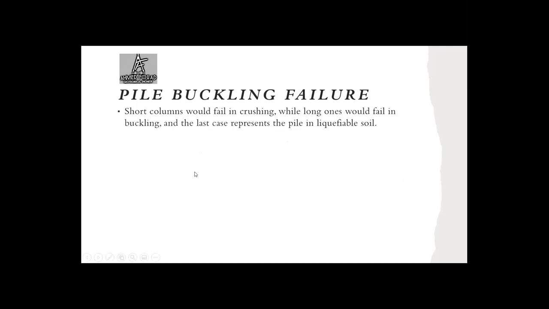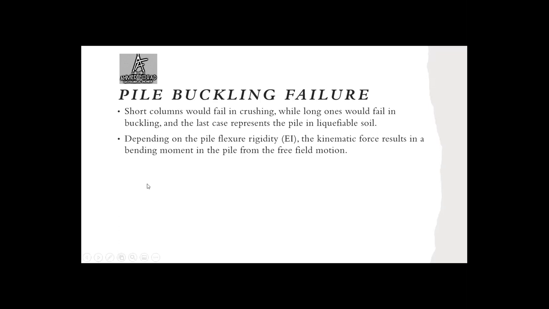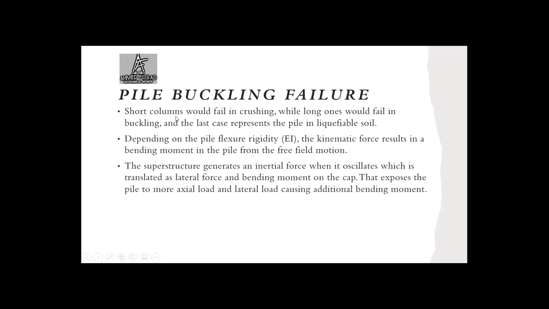of the pile. The last failure mechanism we are going to discuss today is the pile buckling failure. Short columns usually fail in crushing, while long columns fail in buckling. And our pile, when it's located in liquefiable soil, at this time the soil is not giving lateral support to the pile. That means the pile can act as a long column. Depending on the pile flexural rigidity, the kinematic force results in bending moment in the pile from the free field motion. And the superstructure generates an inertia force when it vibrates, which is translated as a lateral force and a bending moment on the cap. That exposes the pile to more axial load and lateral load, causing additional bending moment.